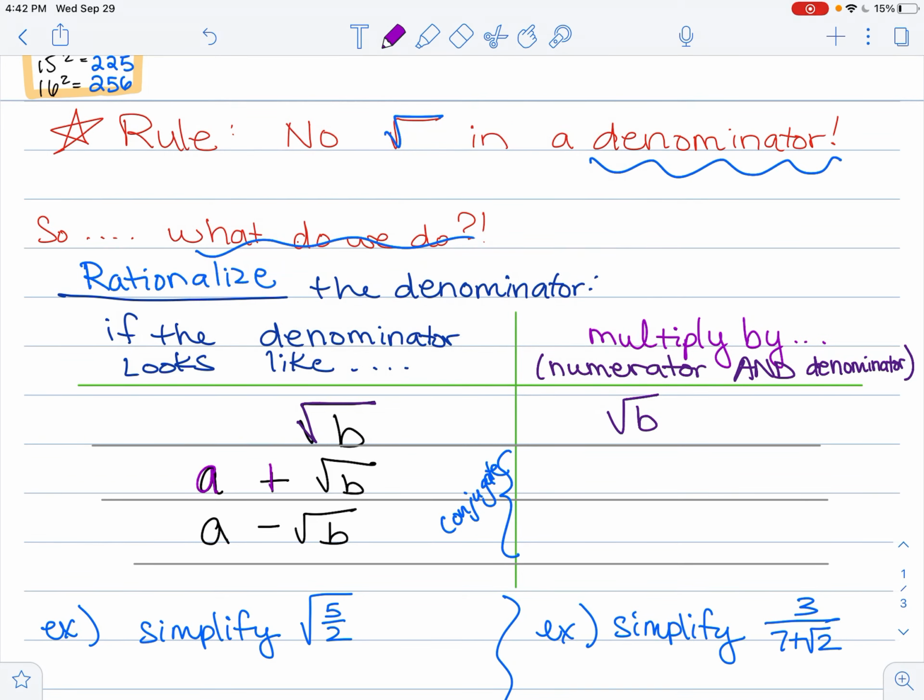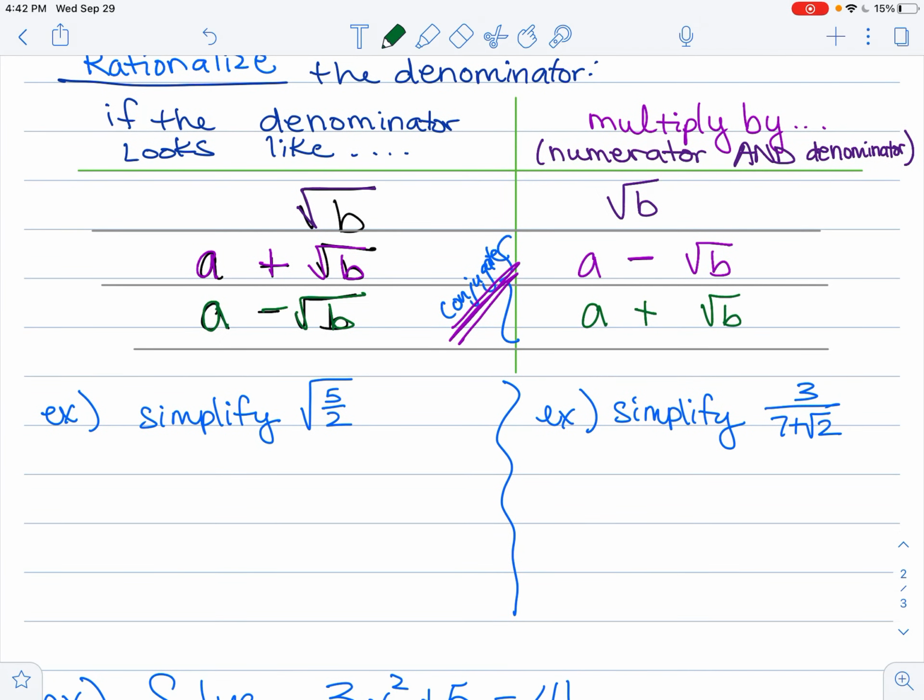If we're dealing with a plus the root of b, we're going to multiply it by its conjugate, which is the same terms, but the opposite sign in the middle, to both the numerator and the denominator to cancel out the root in the denominator. And then lastly, if you have a minus the root of b, we're going to use the same terms again, but the opposite sign in the middle.